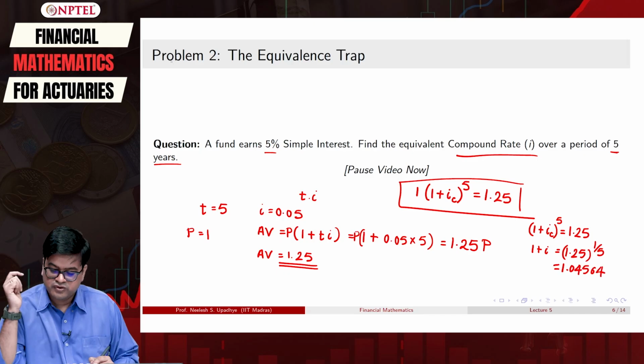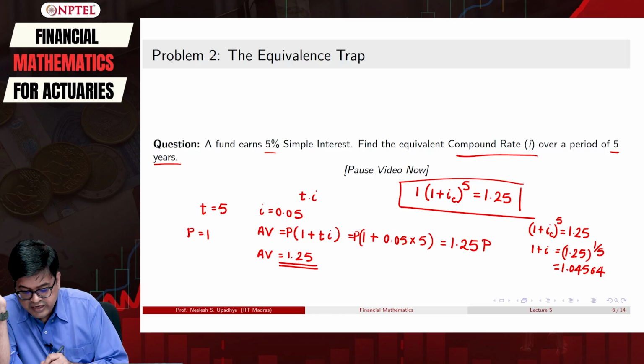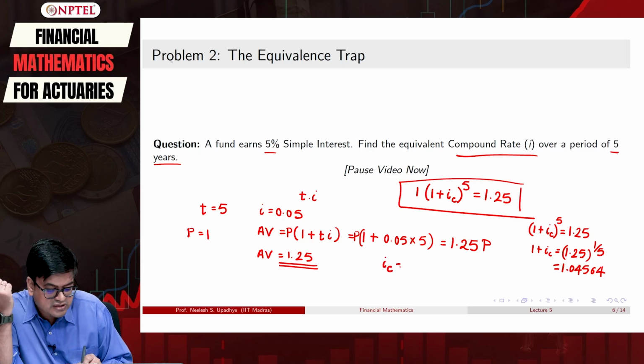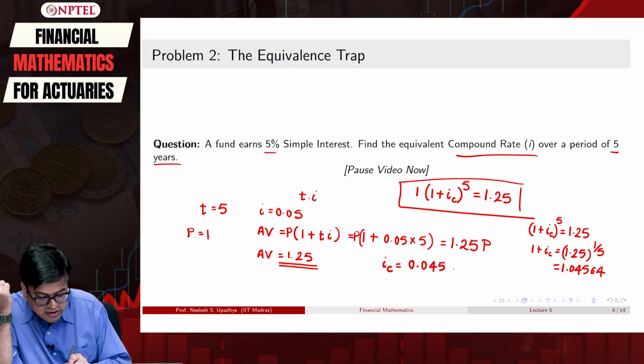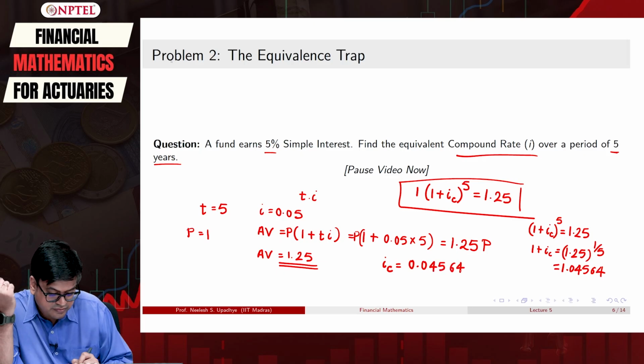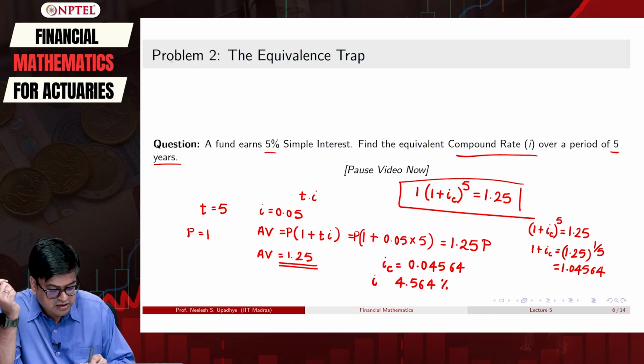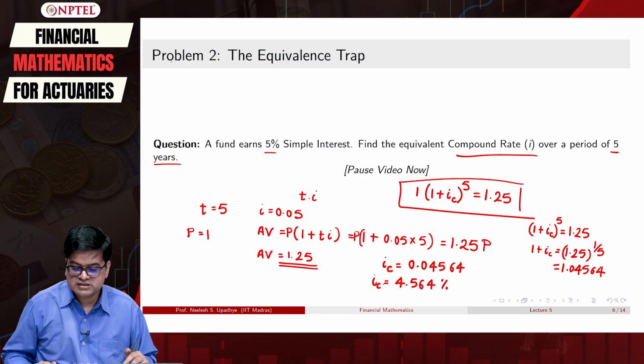So this number is equal to 1.04564. Now you take away this 1 from both sides, then what you get is this i_c, which is the compound interest rate, equal to 0.04564. So that means the interest rate that is required is 4.564%. That's the interest rate that we are looking for. So that answers this question.